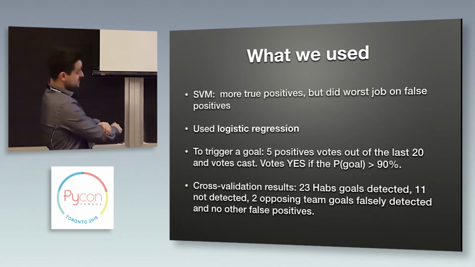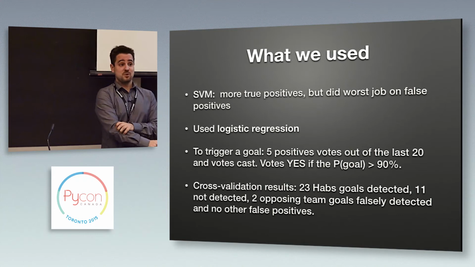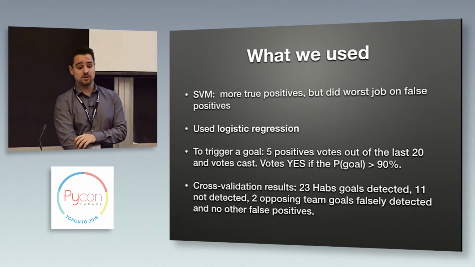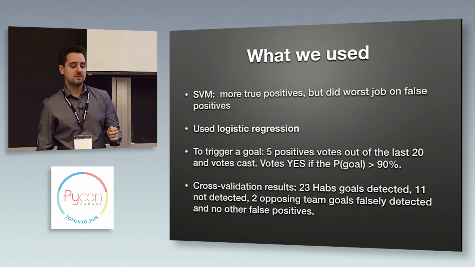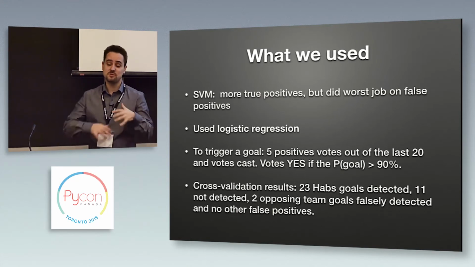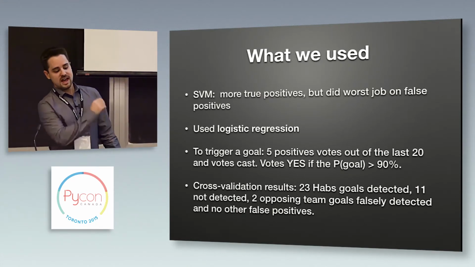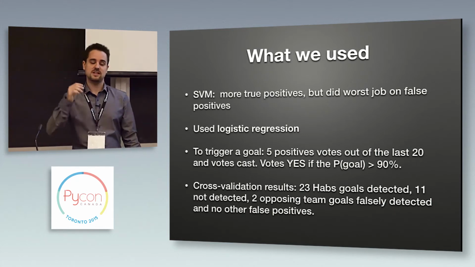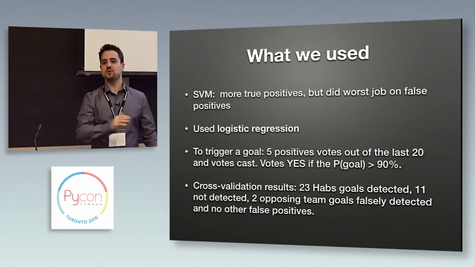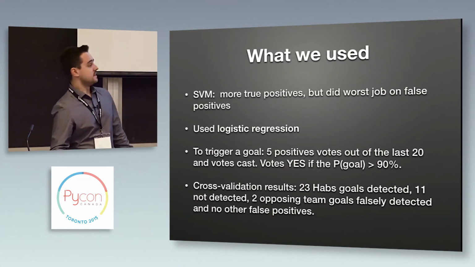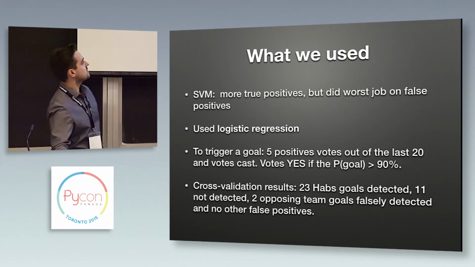So what I ended up using: SVMs were better, more recall, but worse precision, so too many false positives. So I used logistic regression, and the trigger was 5 positive votes in the last 20. Threshold was 90%, and so these are the cross-validation results.